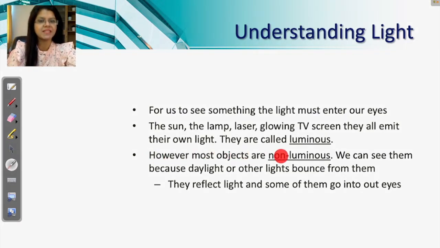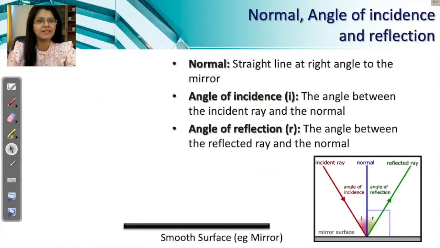So that's what the third point is. However, most objects are non-luminous. We can see them because daylight or other lights bounce from them. They reflect light, and some of this reflected light enters our eyes and therefore we can see them. So this is a very basic understanding which will help us understand all about mirrors.